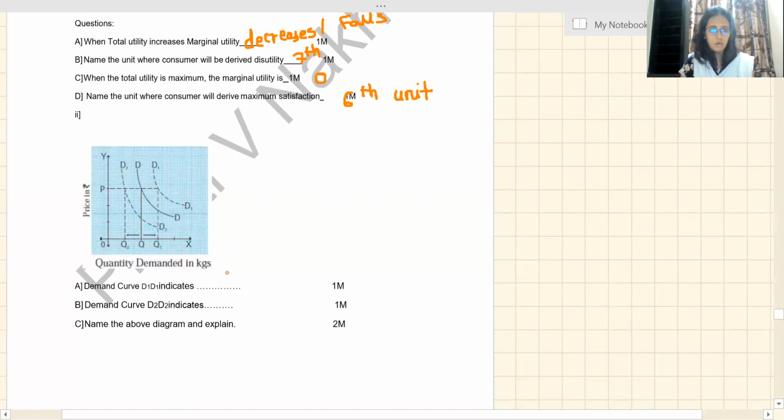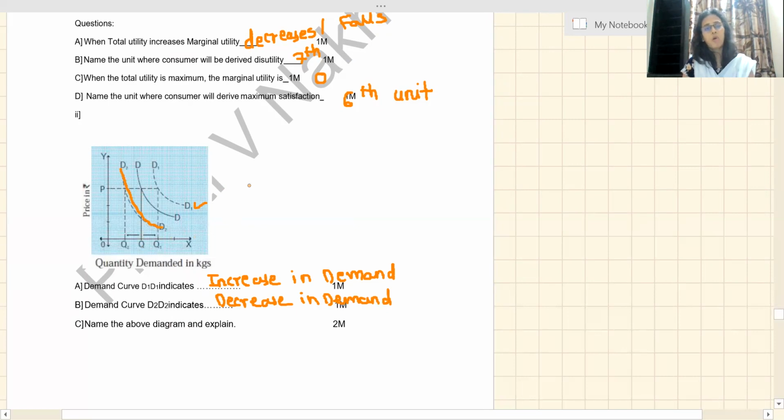See, this is the demand curve. D1 indicates an increase in demand. Write down the answer: increase in demand. And they are also asking about D2. So this is a decrease in demand. Then next, name the above diagram and explain. This is the diagram of changes in demand, so I will label it as changes in demand.